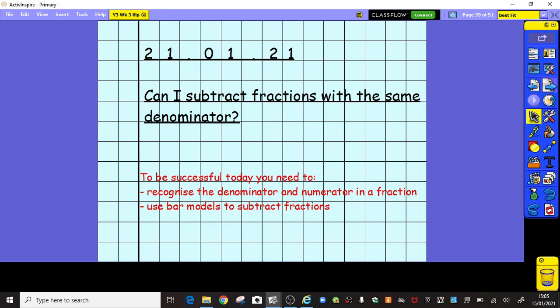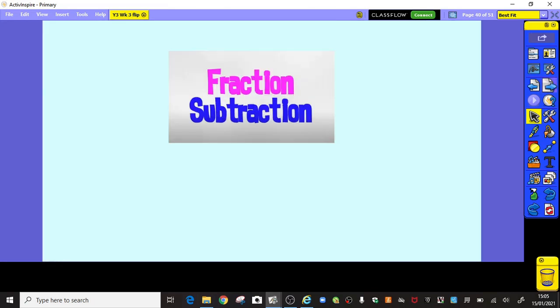Super. Right, now we're going to be looking at subtracting fractions that have the same denominator. So today, to be successful, we're going to need to know which is the denominator and the numerator in a fraction. And we're also going to use bar models to help to show our calculations and to subtract. First of all, we're going to start off with a short clip which will explain about subtracting fractions.